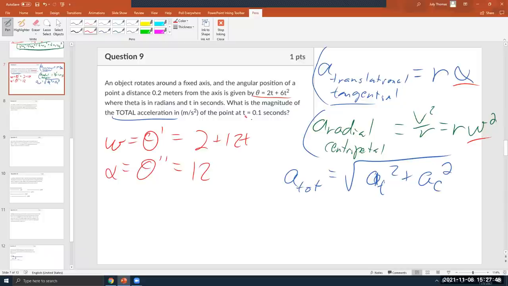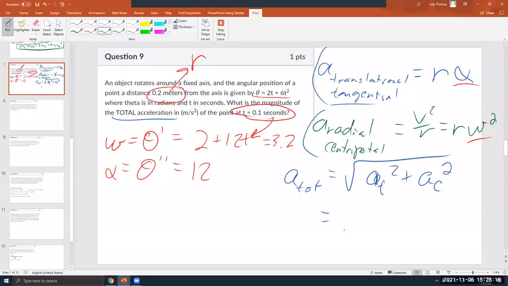They give us a time right here. Plug that time in to find your omega. In this case, that's 1.2 plus 2, which will give you 3.2. And then they tell us an angular position at a distance of 0.2 meters from the axis. That's going to be your radius r. So you have your omega, your alpha.